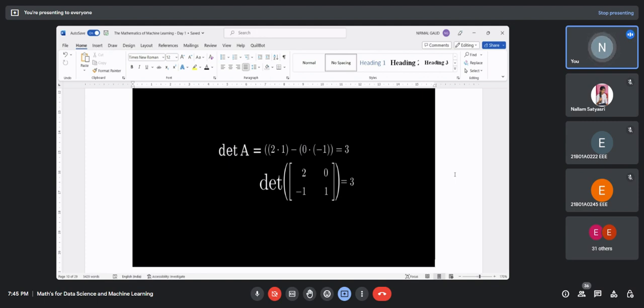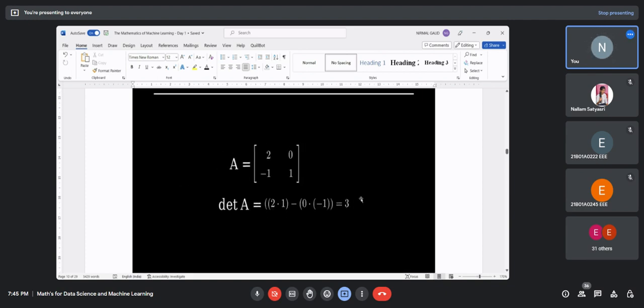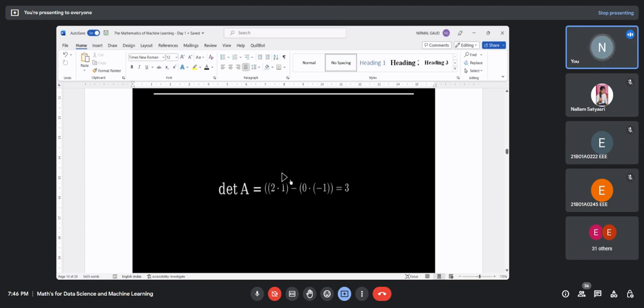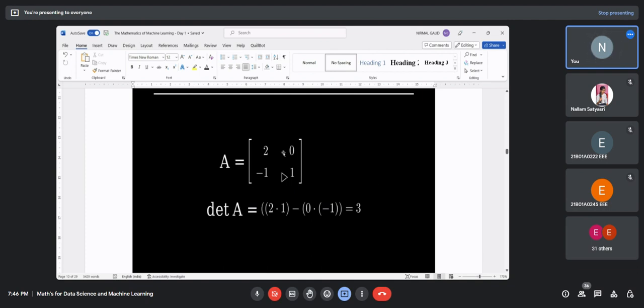So, for example, if I have a matrix 2 0 -1 1, how do we calculate the determinant of this particular matrix? Again, let me show you. Here is your matrix 2 0 -1 1. So you know that I need to multiply 2 with 1 and minus 1 with 0.